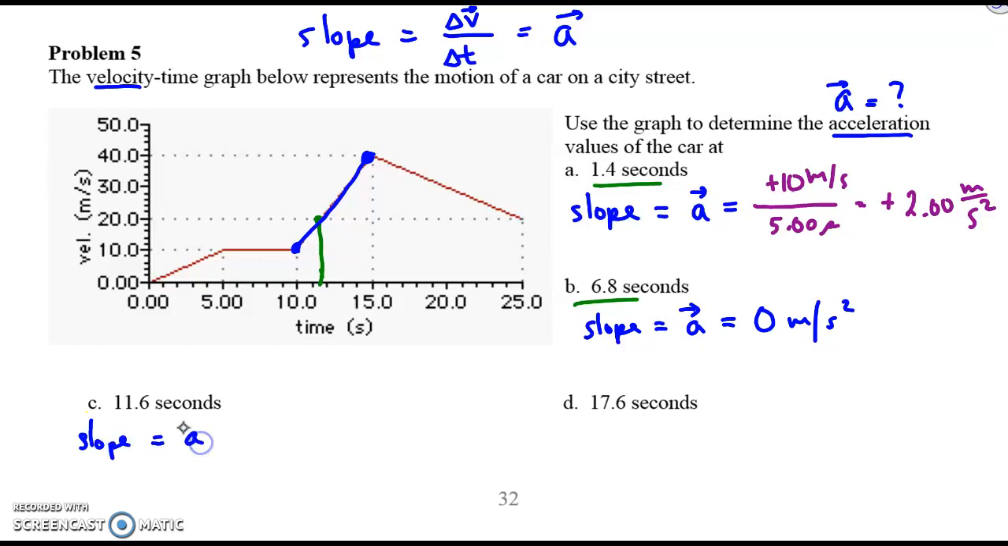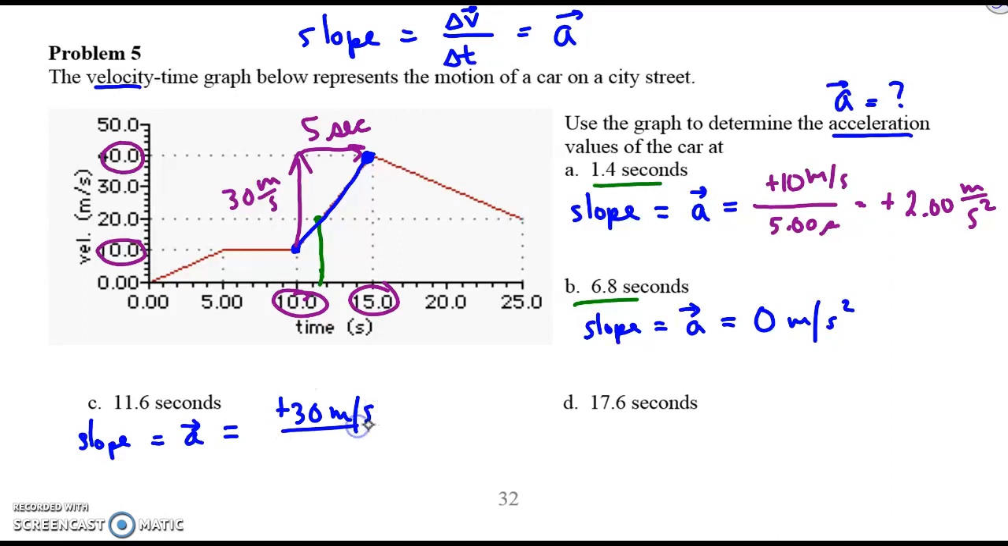The slope equals the acceleration. And so how much do I have to rise up? Well, I'm going from 10 to 40. So that's a rise of 30 meters per second. And then how far over do I have to run? I'm going from 10 to 15. That's a run of 5 seconds. So when I do rise over run, again, it's positive 30 because we're moving up the graph to get from the first point to the second point. And then we divide by the 5 seconds. And this comes to positive 6 meters per second squared.